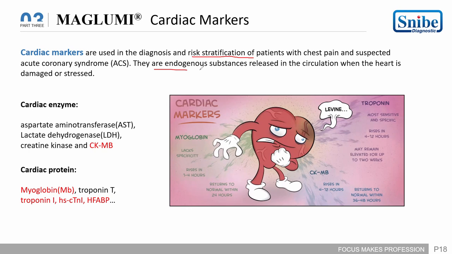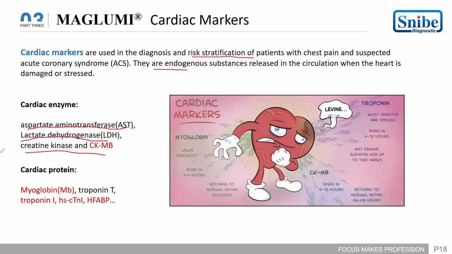So what are these cardiac enzymes or cardiac proteins released when the heart is damaged? The first marker is aspartate aminotransferase, an enzyme. Then lactate dehydrogenase, which is LDH, and creatine kinase, CK, and CK-MB. CK and CK-MB, along with AST and LDH, are cardiac markers for the detection of cardiac injuries.